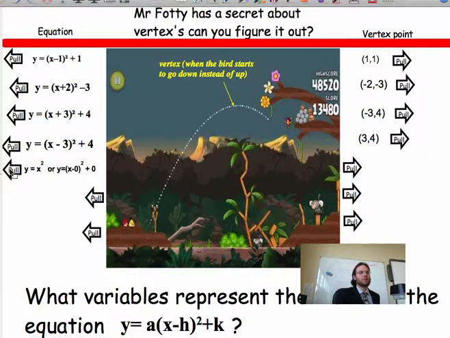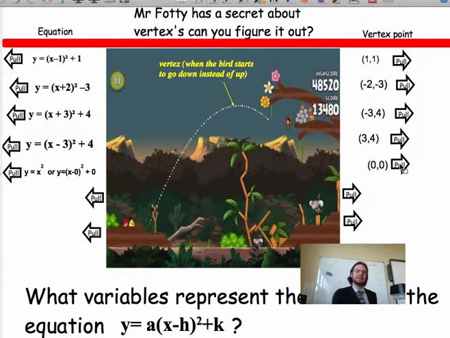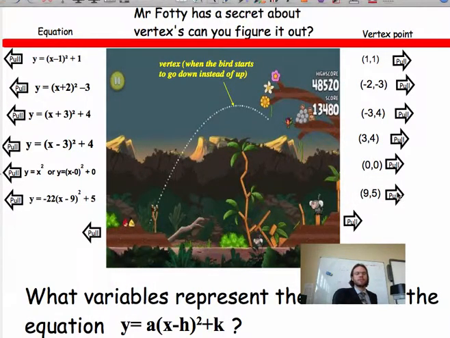Now, here's one more. This is a tricky one. X squared is really x minus 0 squared plus 0, if you want to put it in that form. And what do you think the vertex will be? I think we're getting it. But now what happens if we change a? Look at that. We have negative 2 in front for the a. Will that affect my vertex? Maybe, maybe not. Are you on the right path or are you not?